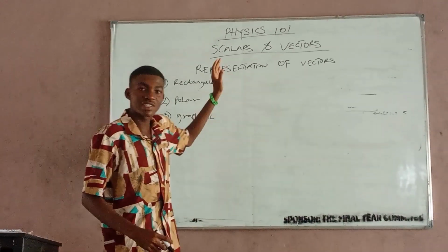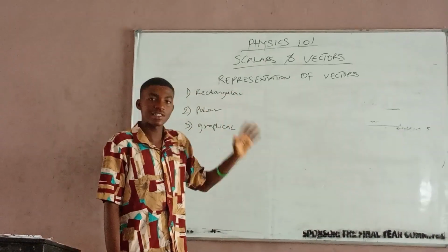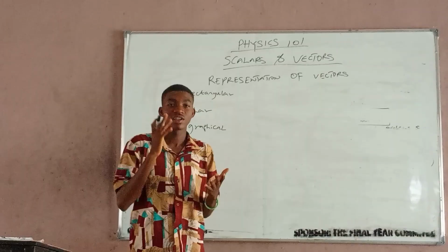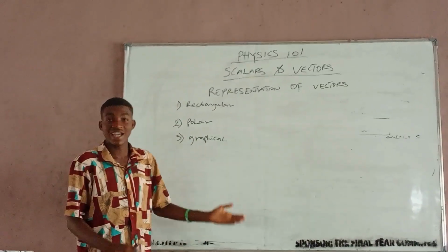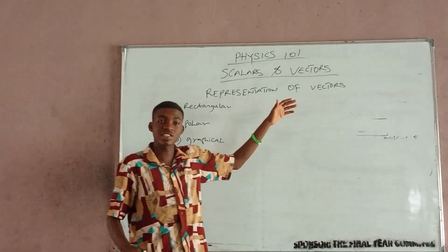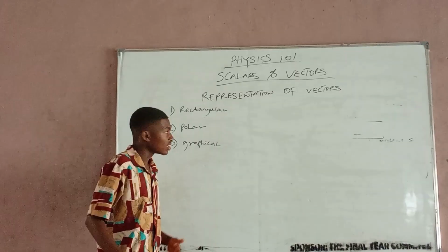We are talking about scalars and vectors. Scalar quantities are those quantities that have only magnitude, while vector quantities are those that have both magnitude and direction. Examples of scalar quantities are distance, time, mass, etc. Examples of vector quantities are velocity, displacement, force, etc.